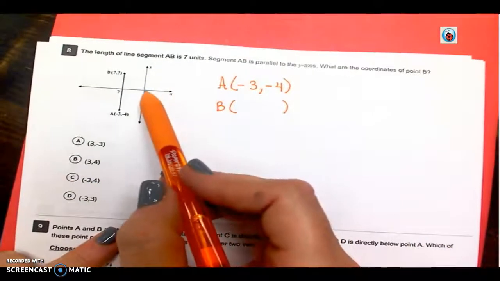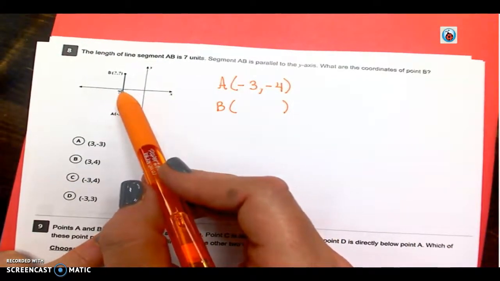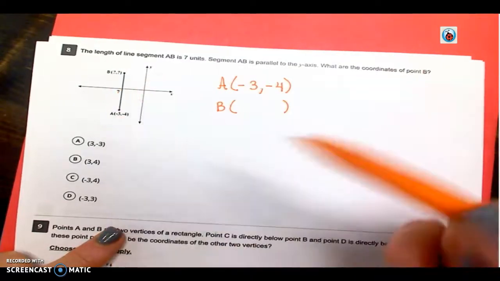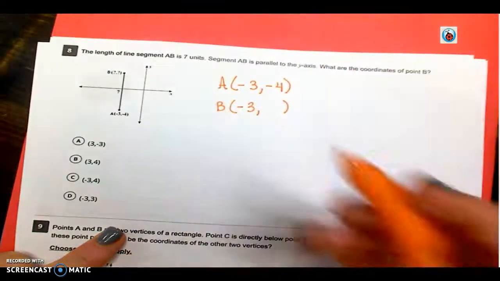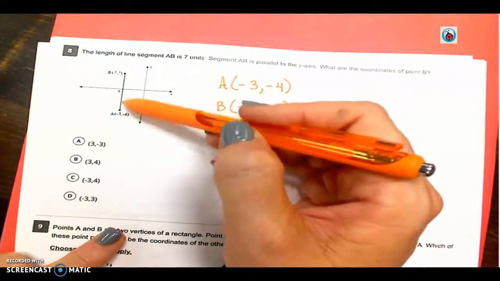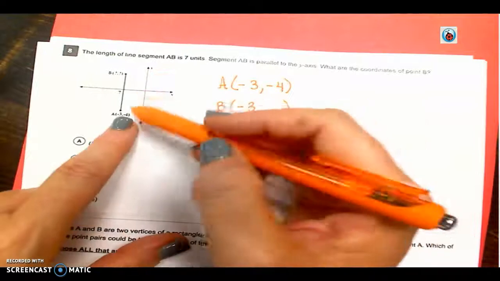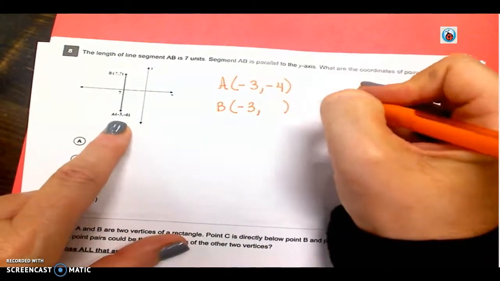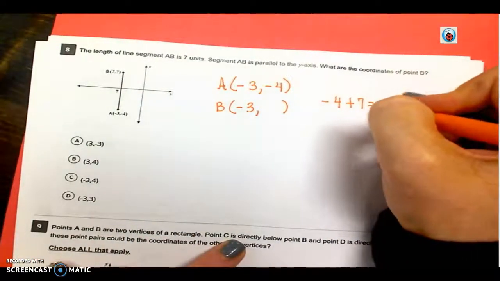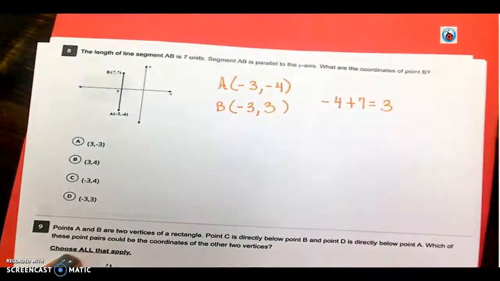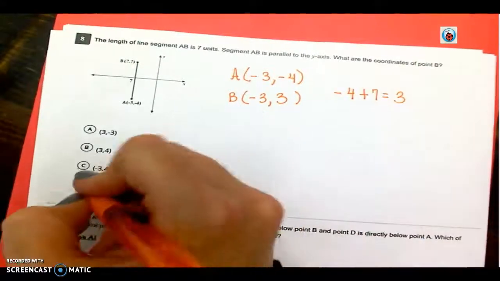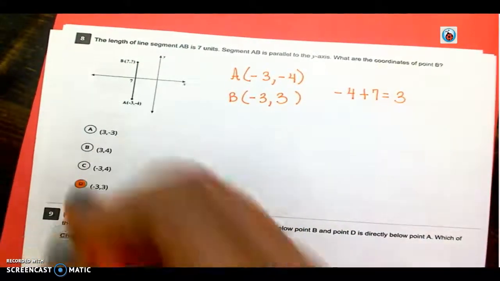To get to A, we would move on the x-axis to -3. To get to B, we would also move on the x-axis to -3. So we know the x coordinate. Now, we know that this one is -4 and they're 7 units away from each other. So we have -4 and +7 units would be +3. So the coordinates for B are -3, +3.